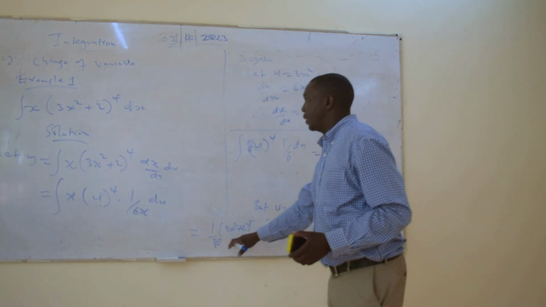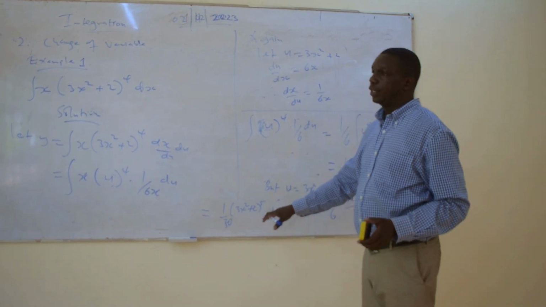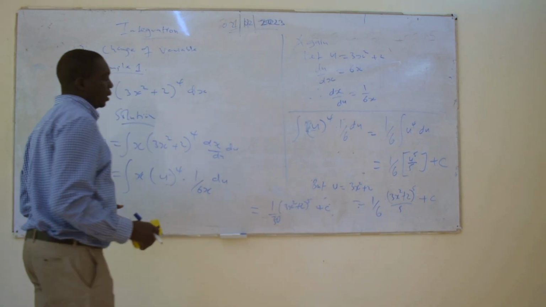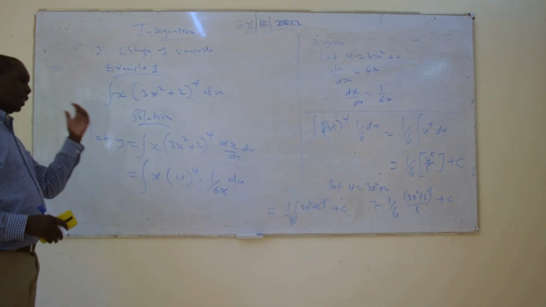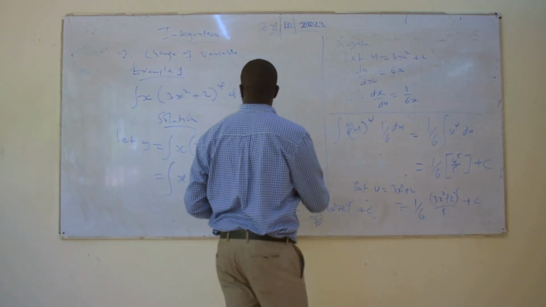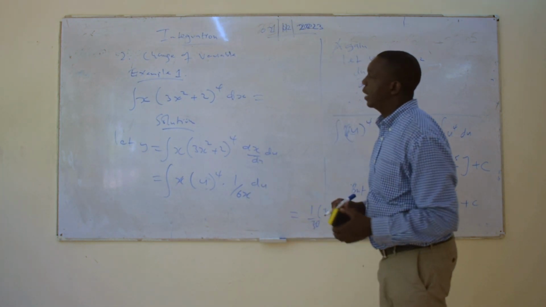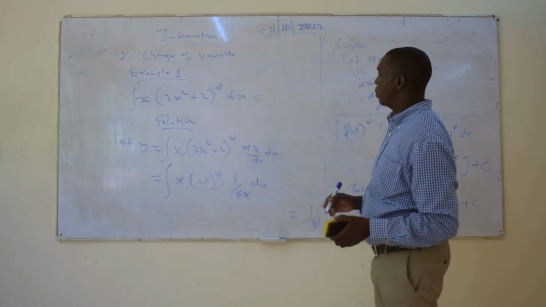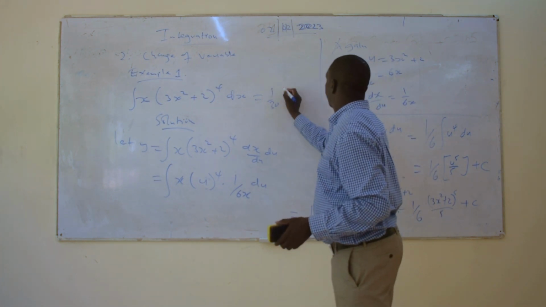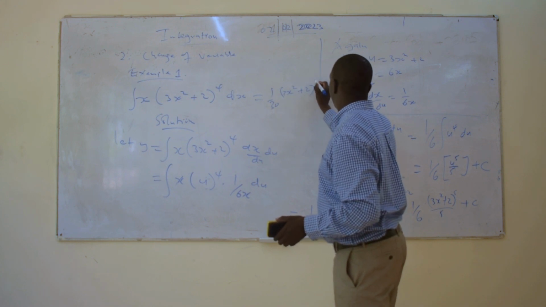You realize the answer is the same as the one we got when we used the first method, by just recognizing the presence of a function and its derivative. So the solution of the integral of x (3x squared plus 2) raised to power 4 dx is 1 over 30 times (3x squared plus 2) raised to power 5 plus c.